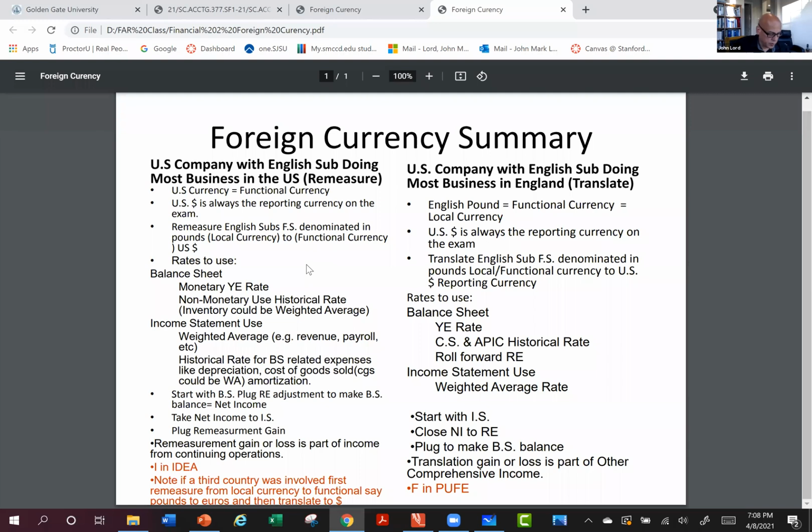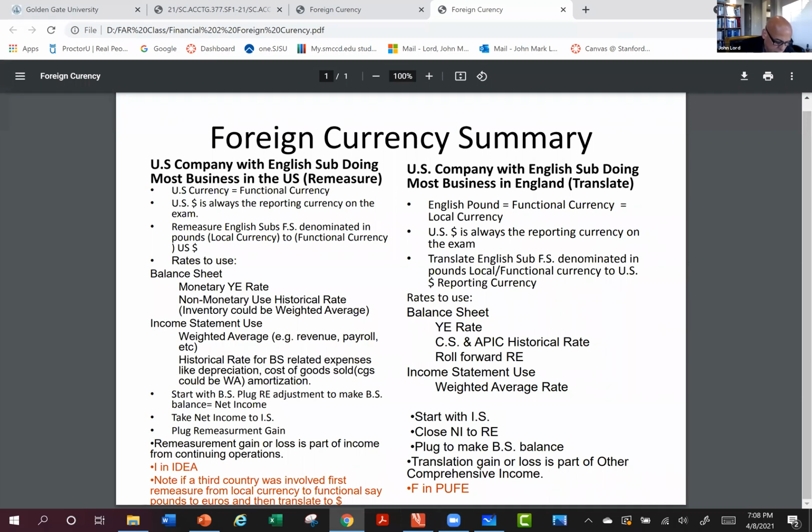So down here, I can't write on it the way they have it. I don't know if you can see my cursor down there right now. You're seeing it one way, but I'm putting my cursor right there. You start with the income statement, close net income to retained earnings, and then your plug is going to be on the balance sheet, and that plug on the balance sheet is part of my comprehensive income. Okay, so that's just to give us a quick visual.